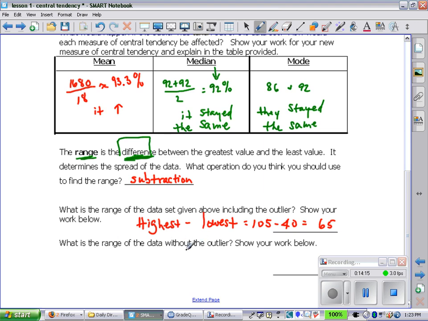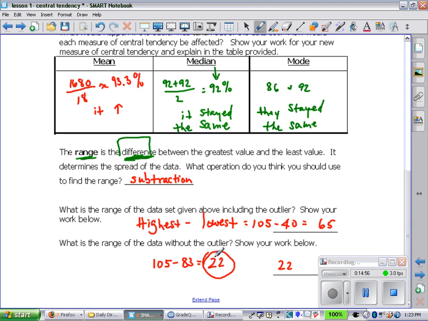Now, what if we took out the outlier? Well, then it would be 105 minus our next highest value, which was 83, and that gives us a range of 22. Now, what that tells us is that most of the data is clustered together. They're pretty close together. There's not a big span of grades. But if we didn't know all of the data and we just said there's a range of 22, then we can conclude that they're all pretty well packed together, but you can't necessarily say if the grades were good or if they were bad.